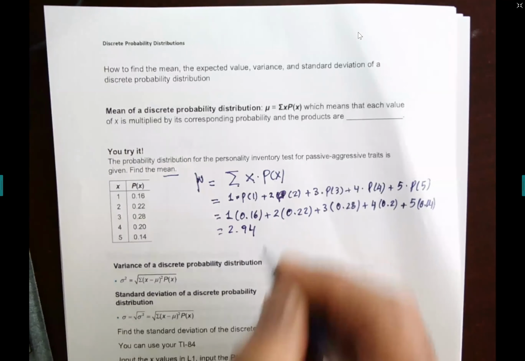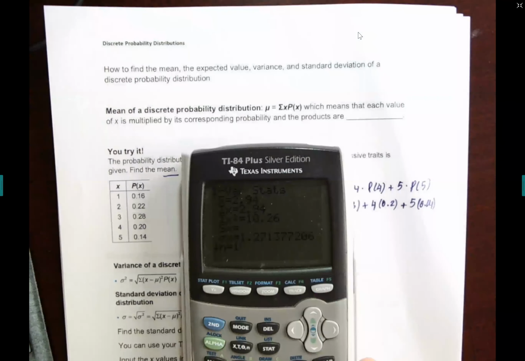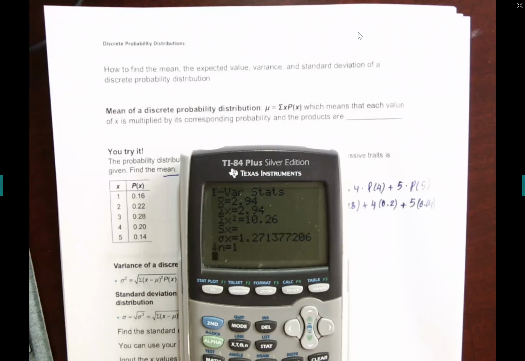So again, guys, to do this, you go to Stat, Edit, L1 and L2, you put the values in L2, then you go to Stat one more time, Calc, one variable statistic. If you have the newer calculator, make sure that the first line has L1 and the second line has L2, and then calculate.